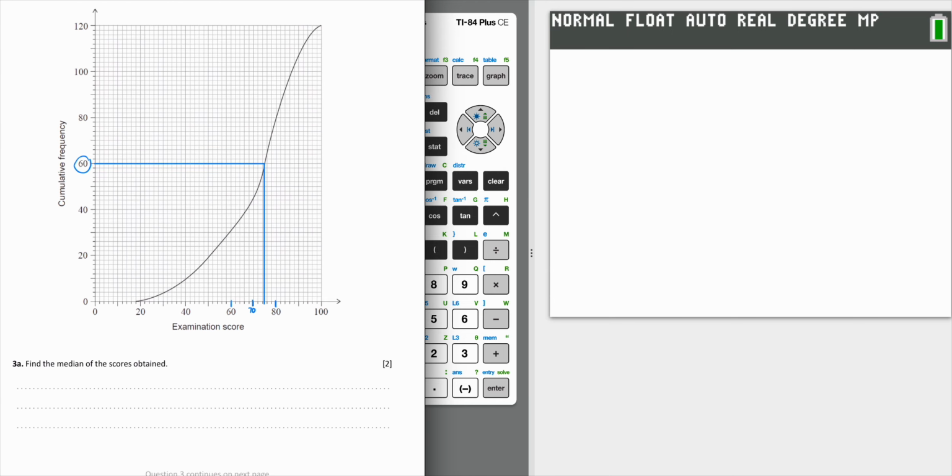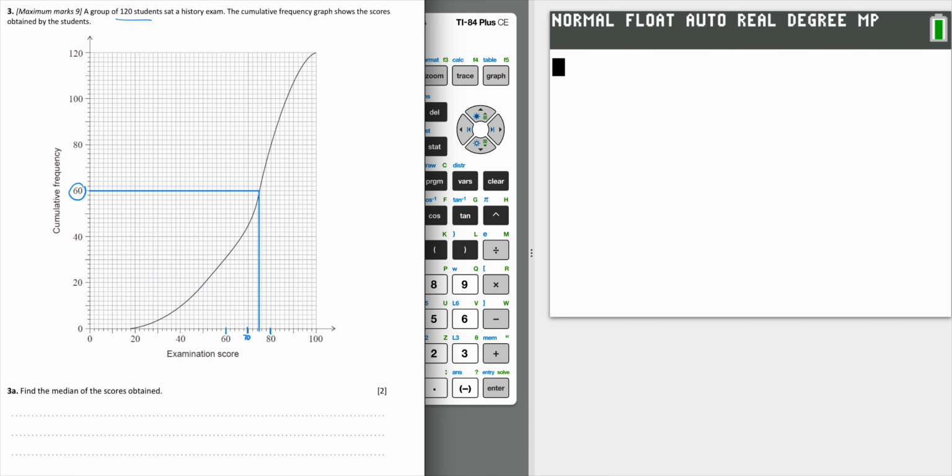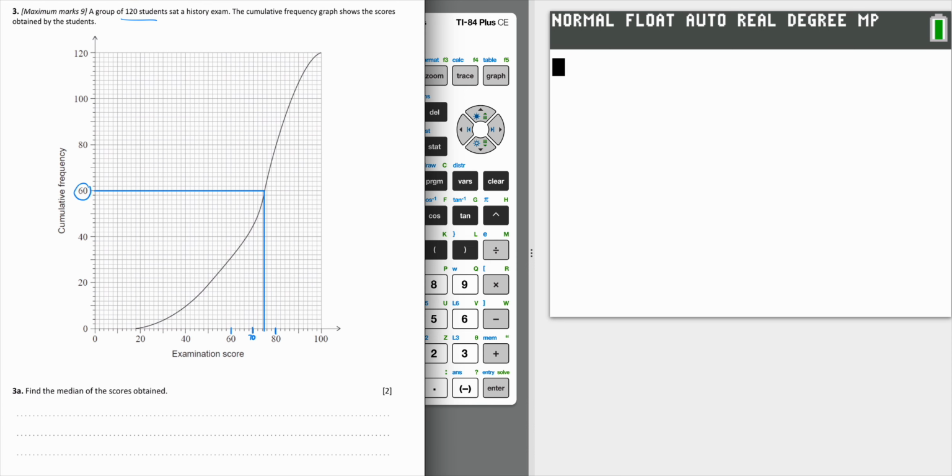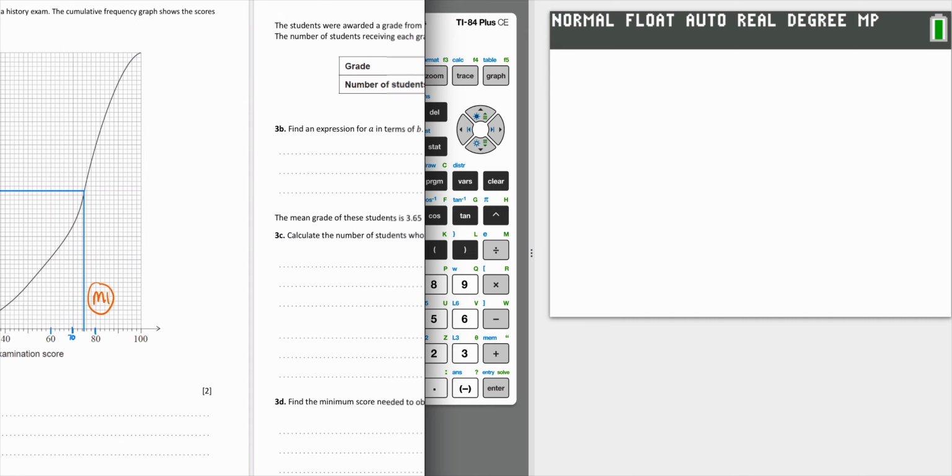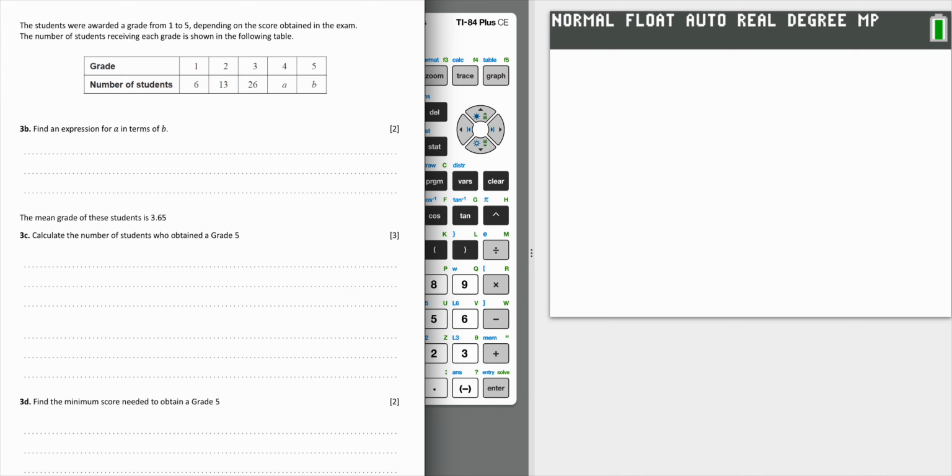Now, obviously in a test, you can't zoom in. So we just do the best we can in those situations. And you're usually given a small allowance to either side. So 75 for this one. And this is worth 2 marks. So there's 1 mark for doing some sort of method on your graph, even if it's incorrect, and 1 mark for your answer.